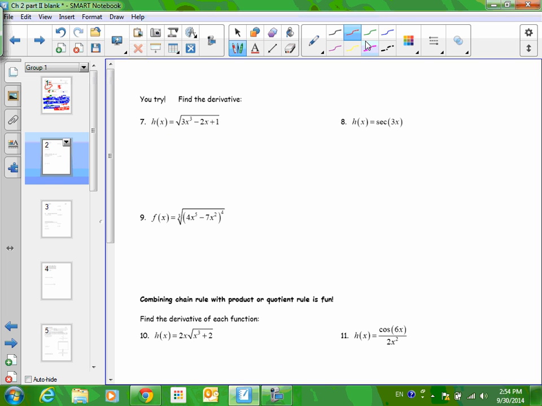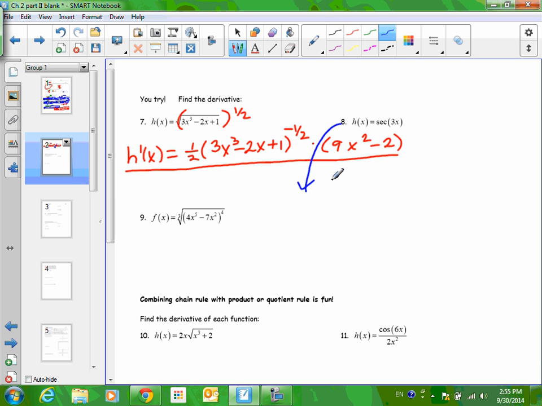All right, let's go over these. So what did you do first on number 7? What did you do with the square root sign? You got to change that to be to the 1/2 power. So then h prime of x, if you use chain rule, 1/2 here, that's the shell. Keep the inside the same. The new power should be -1/2. Then you go times the derivative of the inside, which should be 9x squared minus 2. And that's your answer.